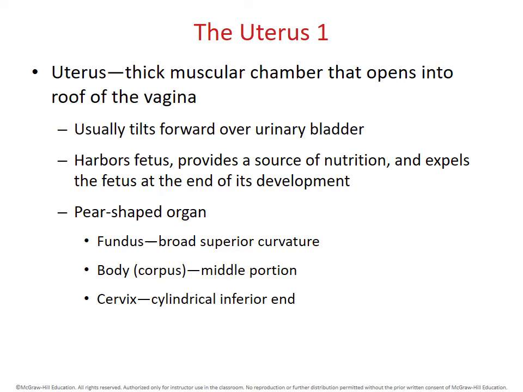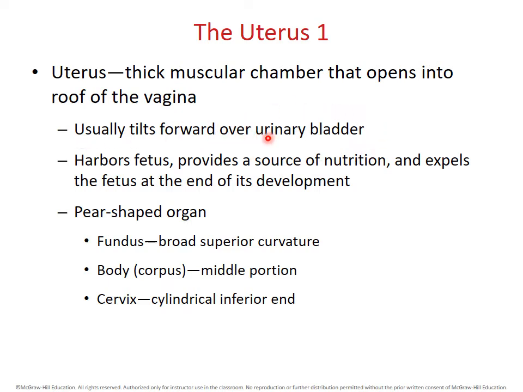From here, we move on to the uterus. The uterus, of course, is a very thick muscular sac or chamber that will lead to the vaginal canal or vagina. Usually the uterus sits on top of the bladder. It tilts forward and so sits on top of the bladder. This is one reason why during pregnancy it is difficult to hold as much urine as normal, because of the uterus sitting on top of the bladder.